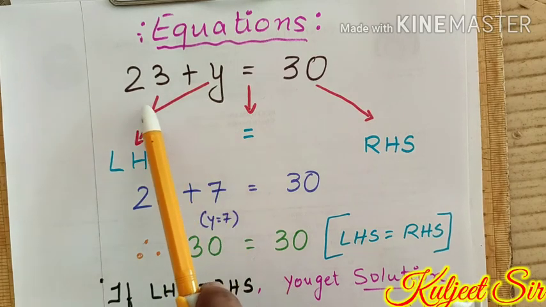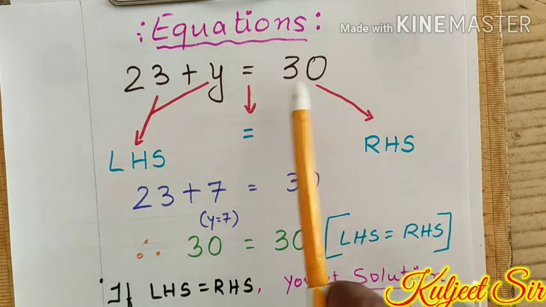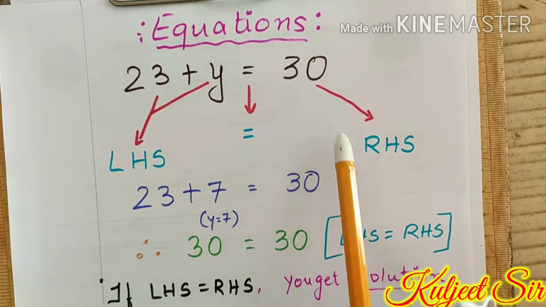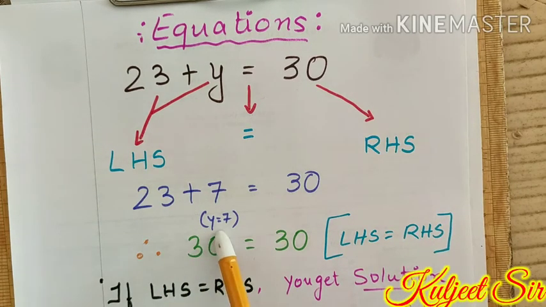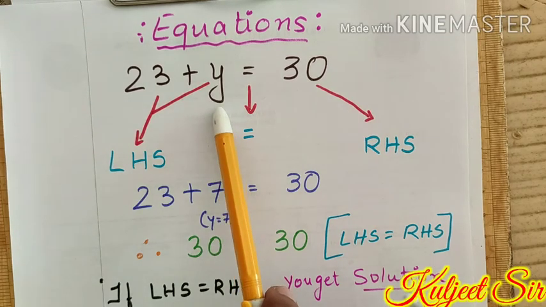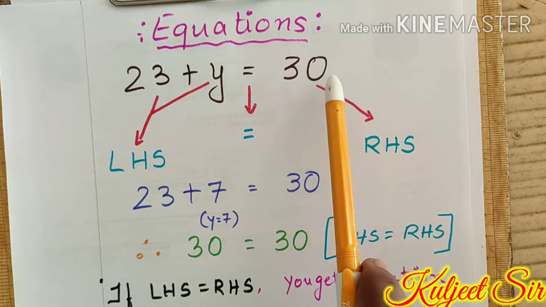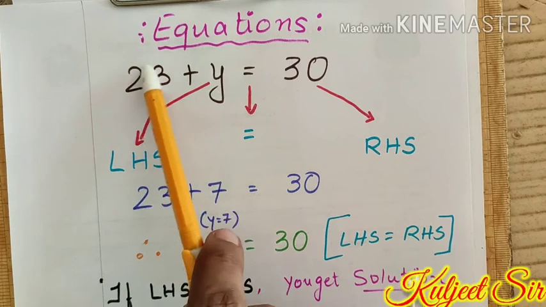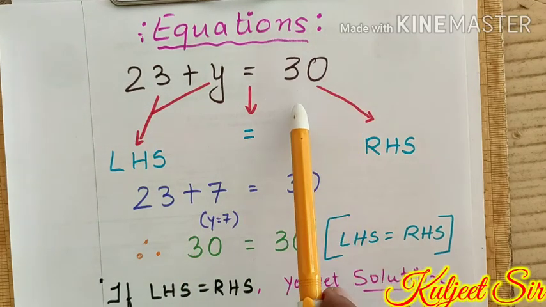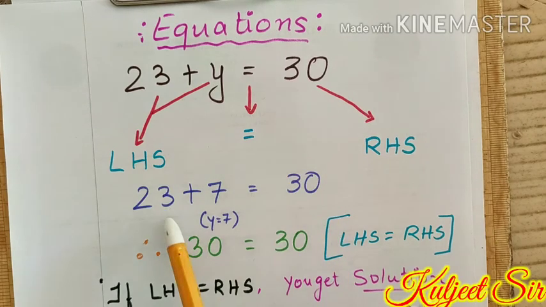23 plus y, I repeat again, is your left hand side part, and on the other side of the equal to sign in the middle, you have the other number, the outcome, that is 30 on the right hand side. Now let me take y is equal to 7. How do I get y is equal to 7? I can keep the y constant over here and shift 23 to the other side of equal to. I have explained earlier that when any number goes onto the other side of equal to, it will change its sign. So if I take 23 to the other side of 30, it will become 30 minus 23. And what do I have as the answer? 7.